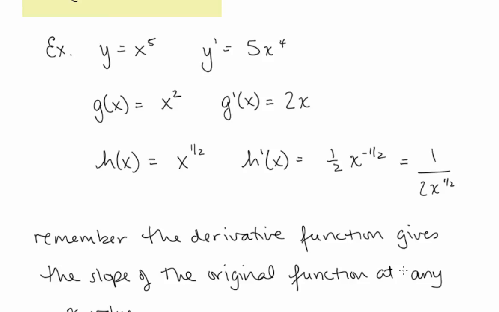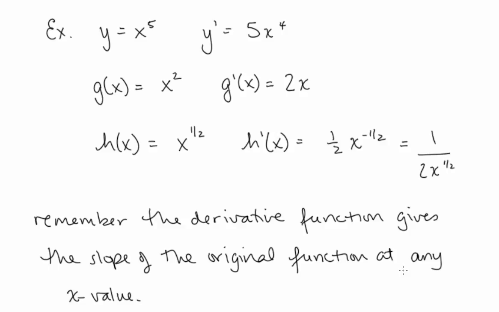And remember that what we're computing here with these derivative functions are the slope functions for the original. So remember that the derivative function gives the slope of the original function at any x value. So for example, let's take a look at g of x equals x squared. What does g prime of x equals 2x tell us? It tells us that at any x value on this graph, on this parabola, the slope is going to be 2 times the x value.